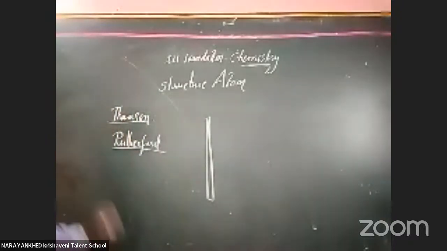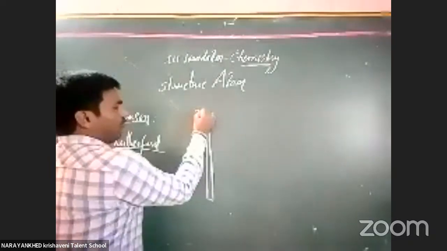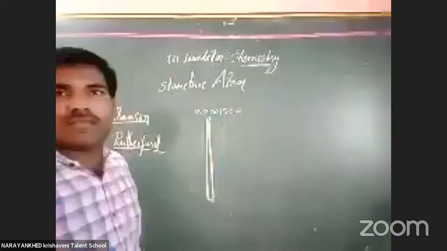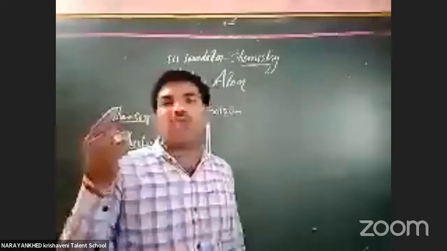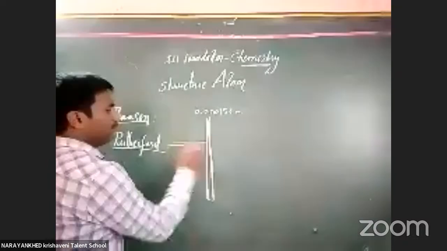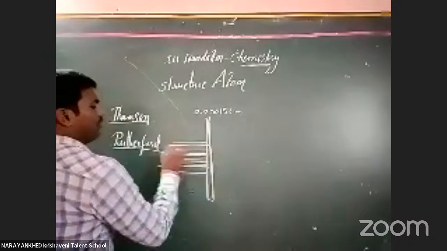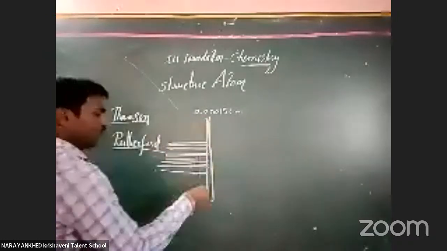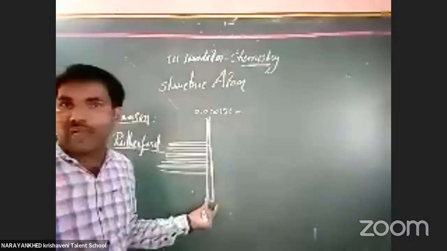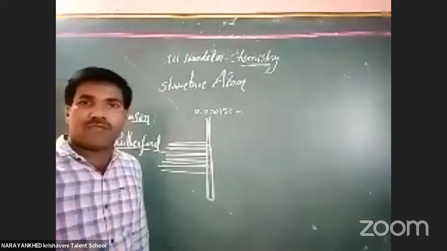A very small, thin gold foil, approximately 0.015 centimeter thickness. He directed alpha ray beam particles onto this particular gold foil. The gold foil receives all of them.